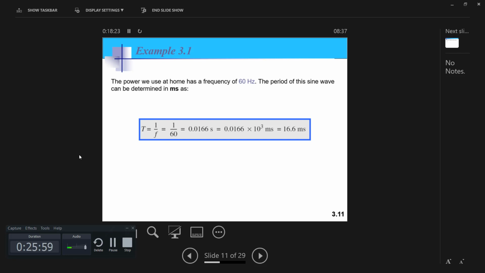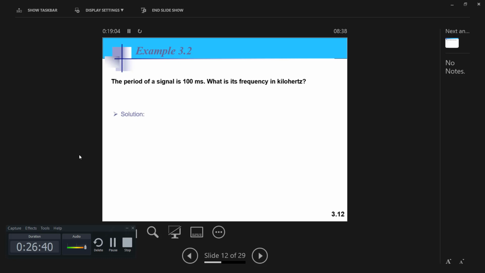So let's take an example. The power used at home is at a frequency of 60 hertz. What is the period of these sine waves in milliseconds? If the frequency is 60 hertz, what's the time in milliseconds? The time is the inverse of the frequency, so 1 over 60. But 1 over 60 will give you the unit in seconds, and the question asked about milliseconds. So if you put it in seconds, it will be a wrong answer. So we have to convert it to milliseconds. Millisecond is smaller than the second, so you have to multiply by 10 to the power 3. Okay, so it's very important to care about the units.